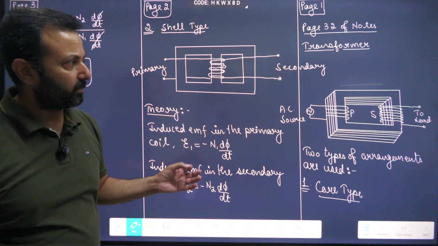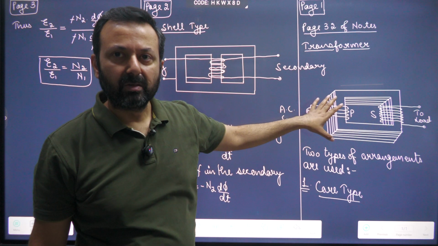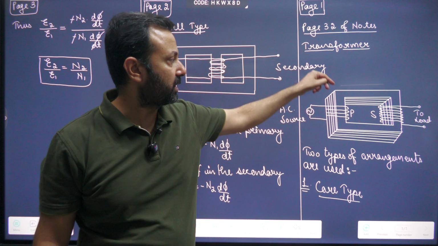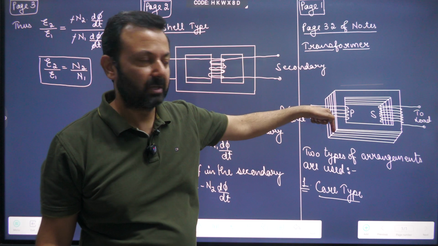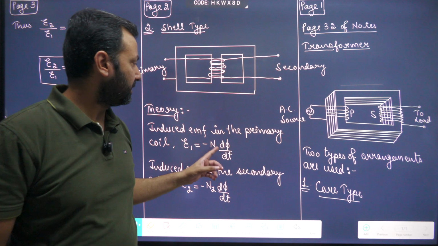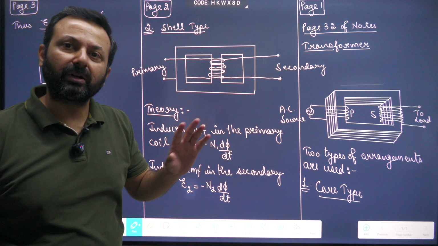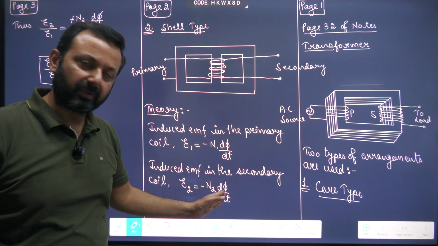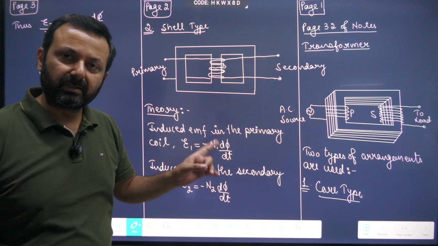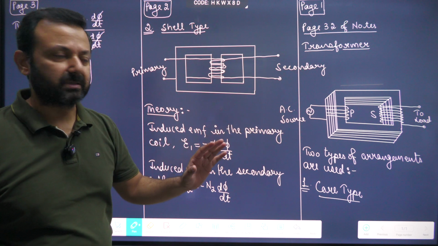Why is the flux same? Because the basic structure is same, so the same flux will be associated with the secondary. That's why we are taking d phi by dt, not d phi 1 by dt here and d phi 2 by dt here. No, we will take it same because the same flux will be induced in both primary and secondary.